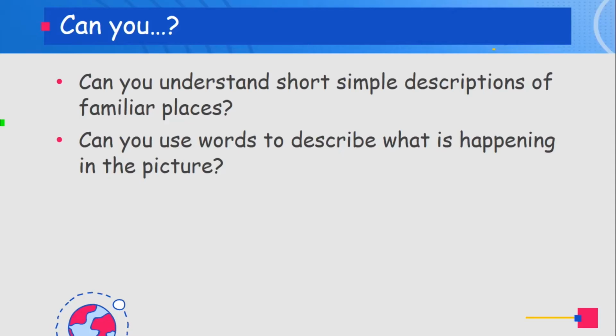Can you understand short, simple descriptions of familiar places? Can you tell me about things that you know, that you recognize? And can you use words to describe what is happening in the picture? Well, we're going to check that. And if you can't do that now, perhaps you can do it by the end of the lesson.